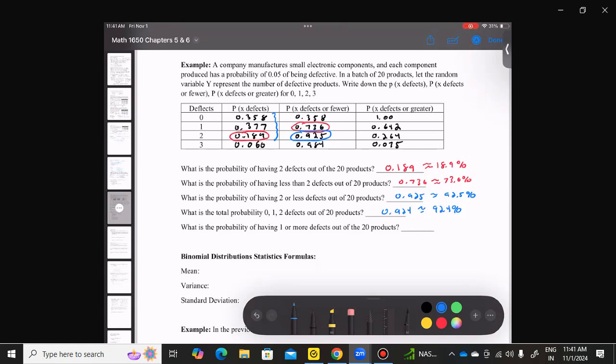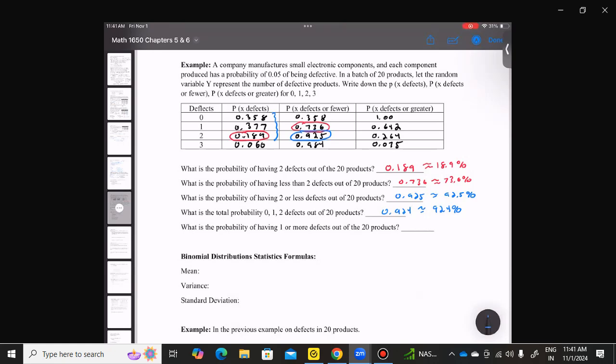Right, the last thing, what is the probability of having 1 or more defects out of 20? For 1 or more is going to be the third column, and we're going to include 1, so we're looking at 0.642, or 64.2%.